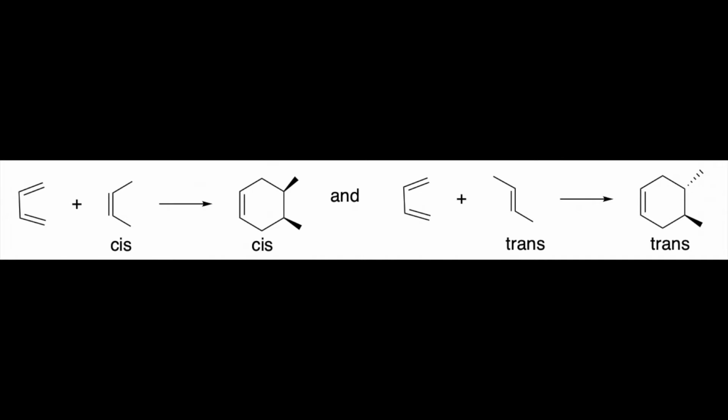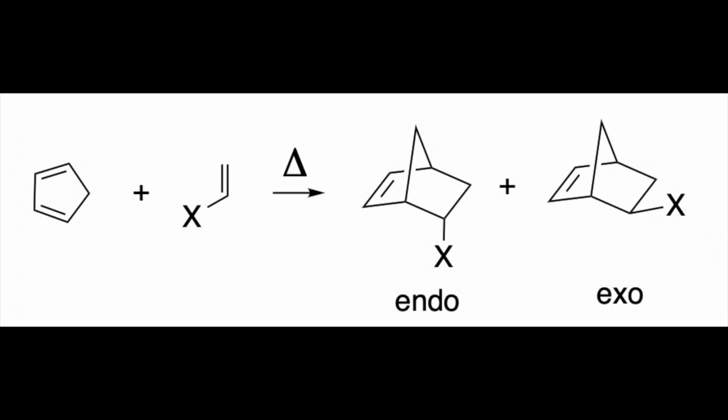There are stereochemistry considerations as well. If your alkene is cis, then your cyclohexene product will also be cis. If your alkene is trans, then your cyclohexene will also be trans. And finally, if your diene is a cyclic diene, then we can end up with a bicyclo compound that can be one of two forms: endo, where your group is closest to the double bond, and exo, where your group is facing away from the double bond. The double bond that I am referring to is the double bond that was created in our cyclohexene molecule.